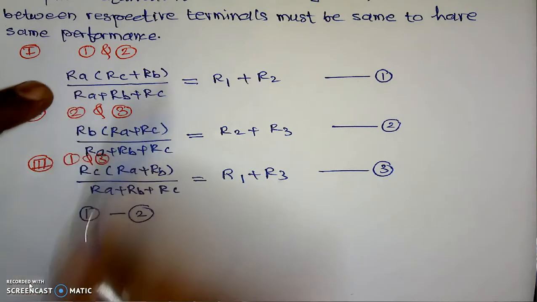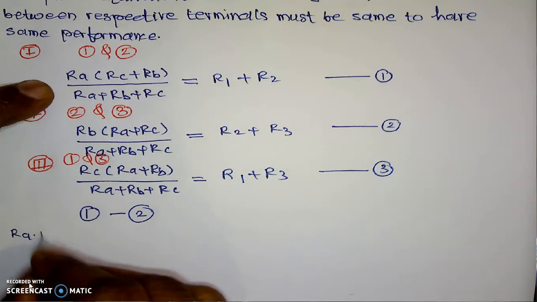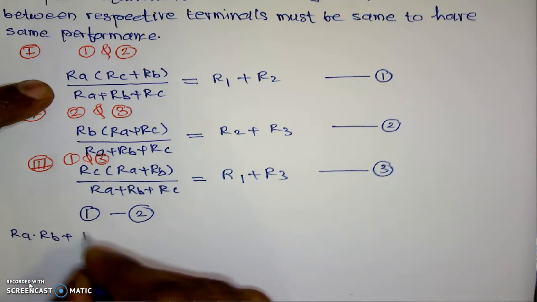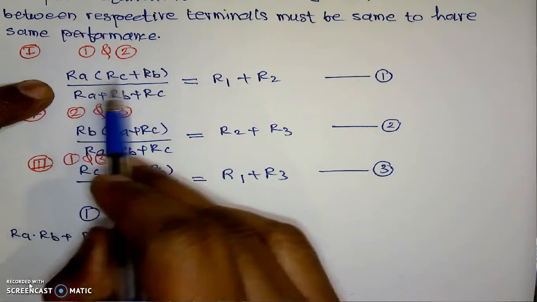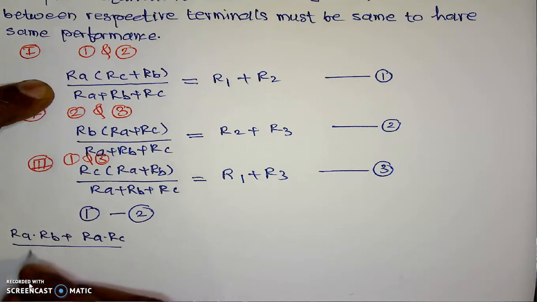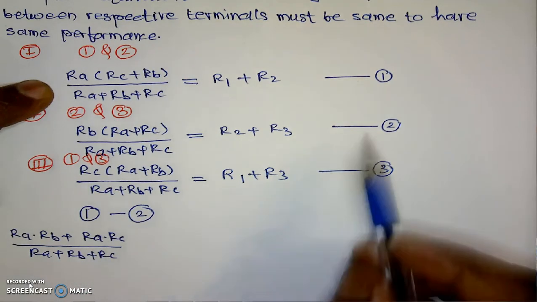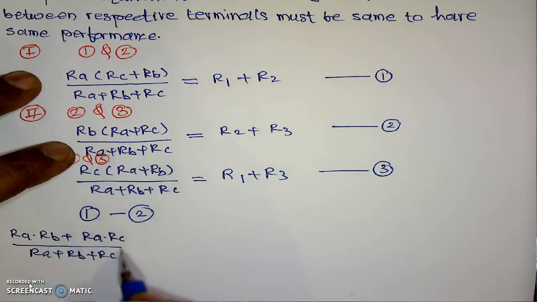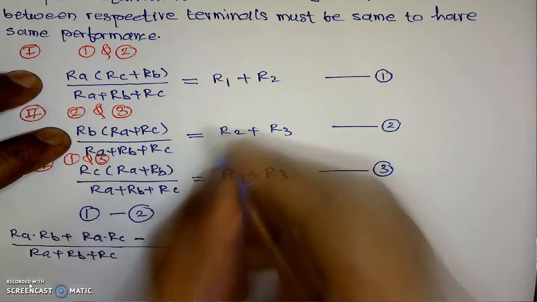I will simplify this equation simultaneously, which means it will be RA into RB plus RA into RC, divided by RA plus RB plus RC. Then we are subtracting this equation. The denominator is the same, so I will take this term minus this whole thing.